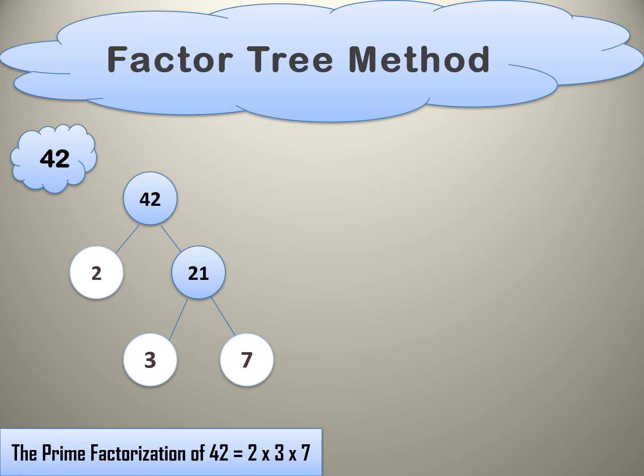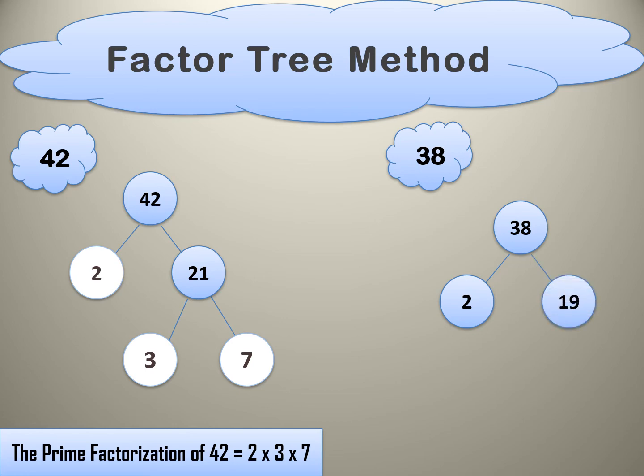Let's solve one more question. Find the prime factorization of 38 by factor tree method. Well, for the first step of our factoring, we see that 38 is an even number. So that means that we can divide it by 2 to get our first two factors. So 38 divided by 2 is equal to 19. So we can factor 38 into 2 multiplied by 19.